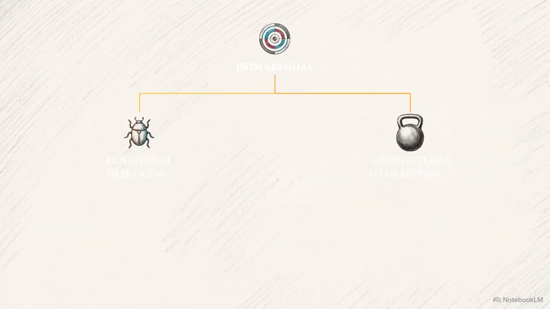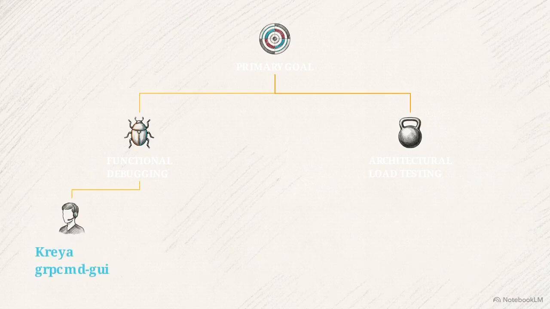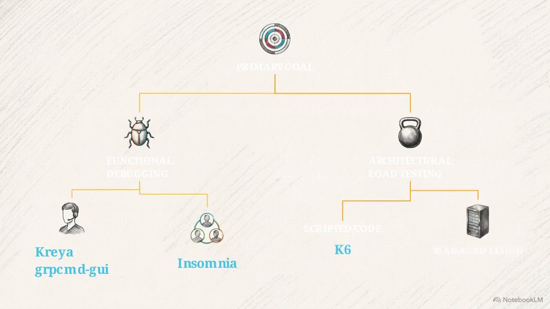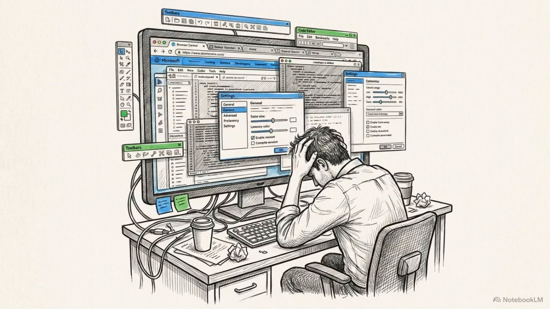On the debugging path, solo developers should route to local GUIs like Kreya or gRPCMD GUI. Distributed teams should route to enterprise platforms like Insomnia. On the load testing path, engineering teams willing to script their tests route to tools like K6. Teams needing managed infrastructure route to cloud platforms like PFLB. Misaligning your tool choice with your actual scenario leads to paralyzed team collaboration or severely bloated local workflows.